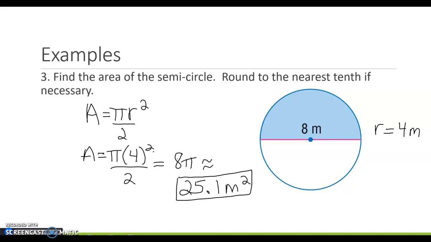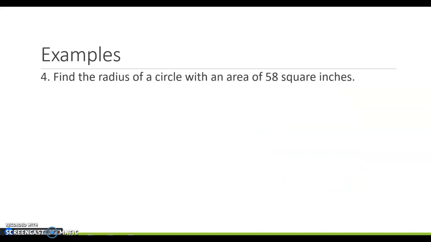Okay, let's look at some problems working backwards. So given what we know about an area and finding the radius. So for example, area of a circle is 58 square inches, and we want to find the radius. So area is pi r squared. So the area is 58 pi r squared, and we want to find the radius.